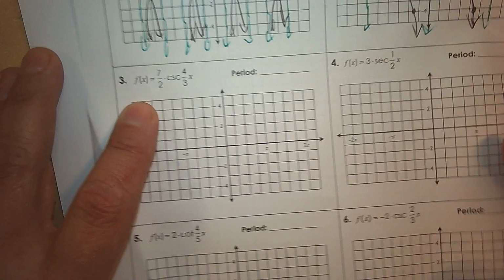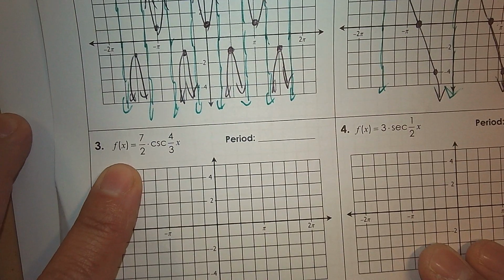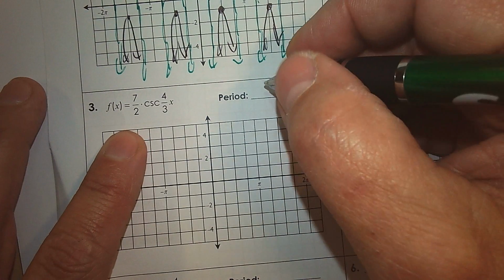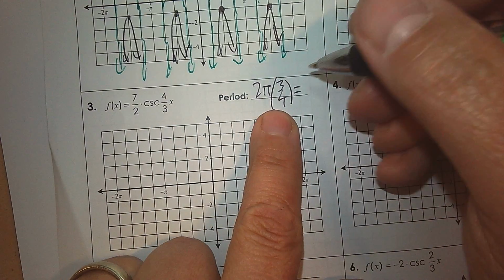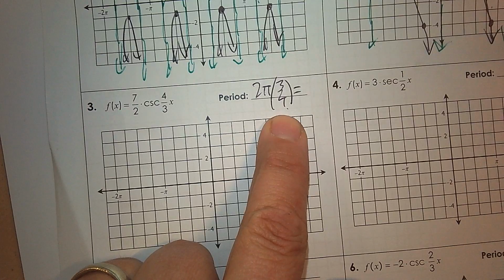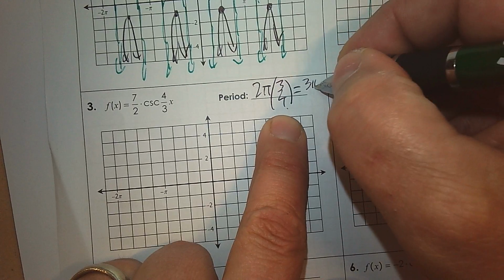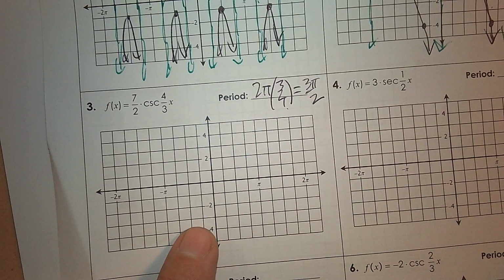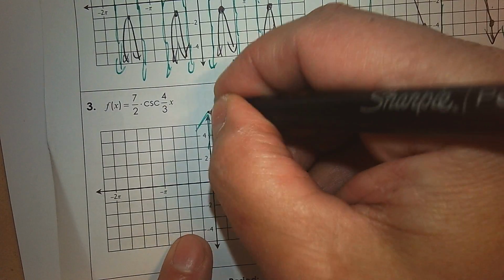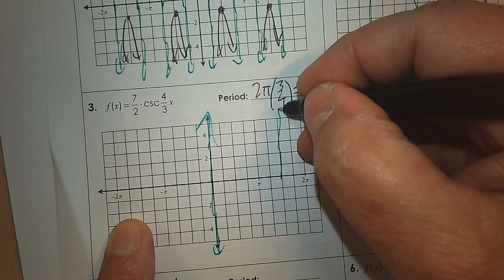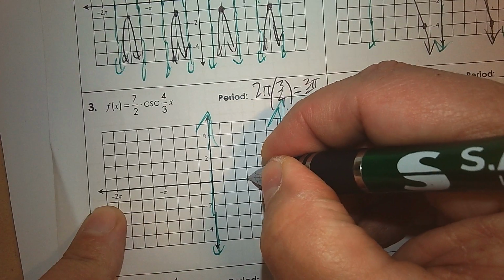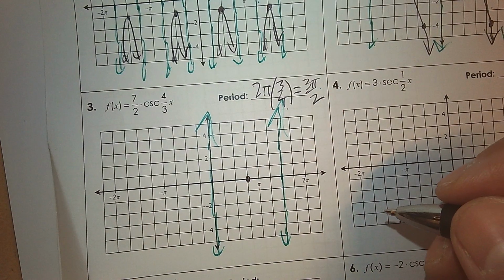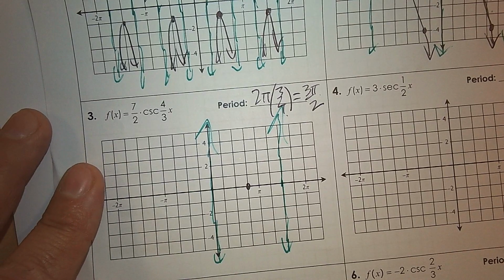Number 3. The period for number 3 would be 2 pi, but to undo that, the fraction is 3 over 4. To reduce it down, 2 goes into 4 twice, so it's 3 pi over 2 again. Cosecant starts with an asymptote, and at 3 pi over 2 is an asymptote. In the middle between them is another asymptote.